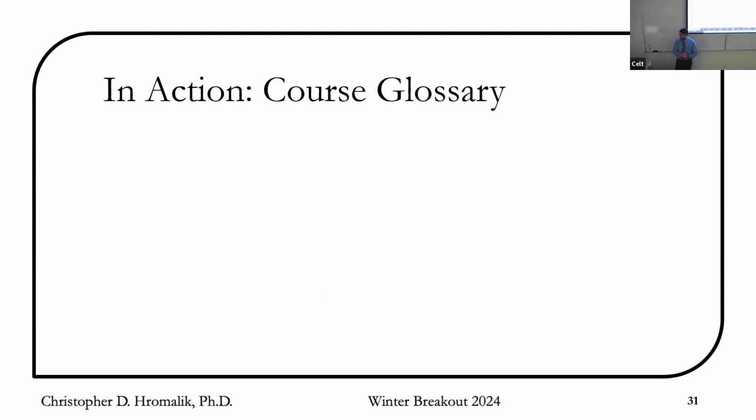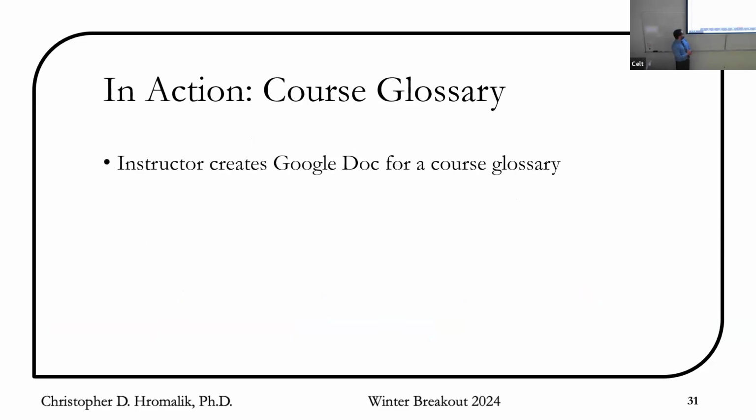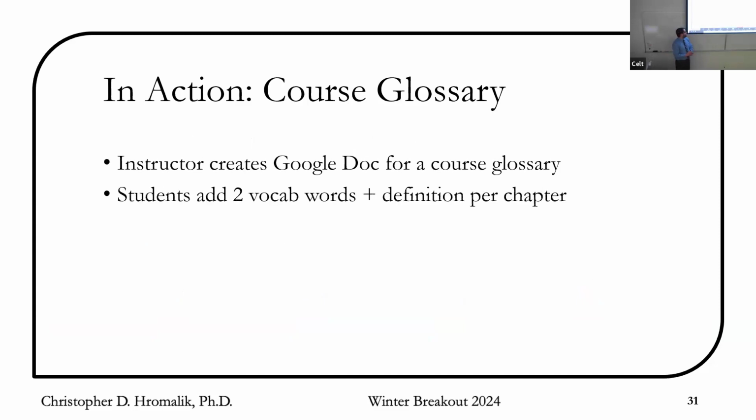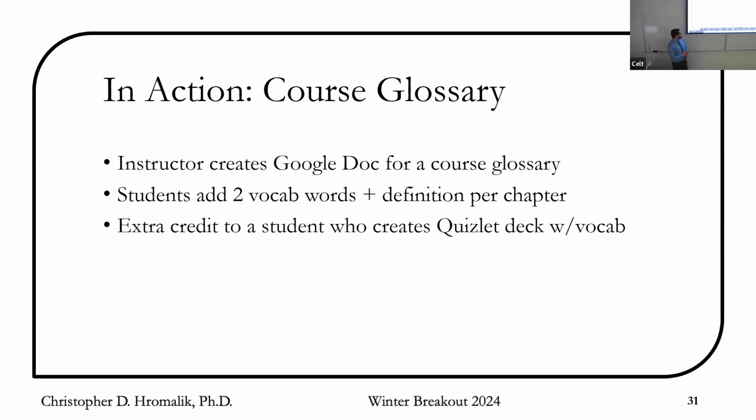Another potential strategy might be a course glossary, where the instructor creates a Google Doc for a course glossary group, and then students each have 2 vocabulary words and a definition per chapter. If you can offer extra credit, your student creates a flashcard deck with this vocabulary, and then shares it with the rest of the class.